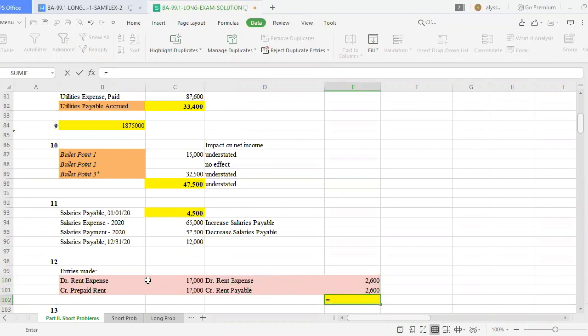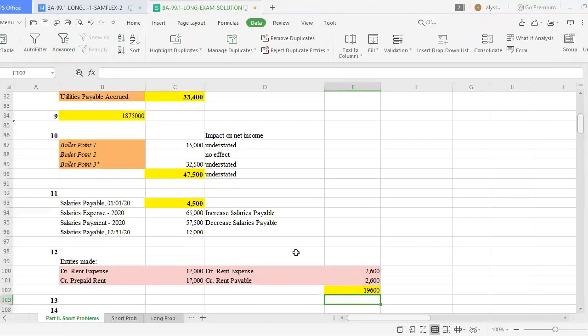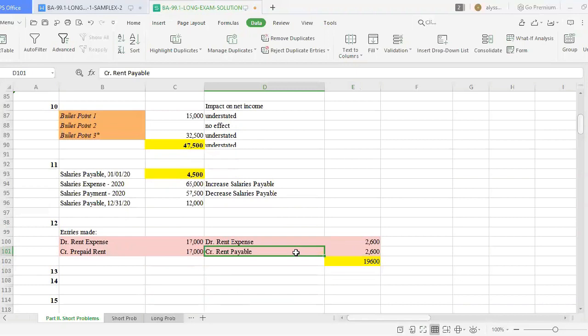So what can we observe here? An increase: total rent expense is 17,000 plus 2,600. So that's 19,600.